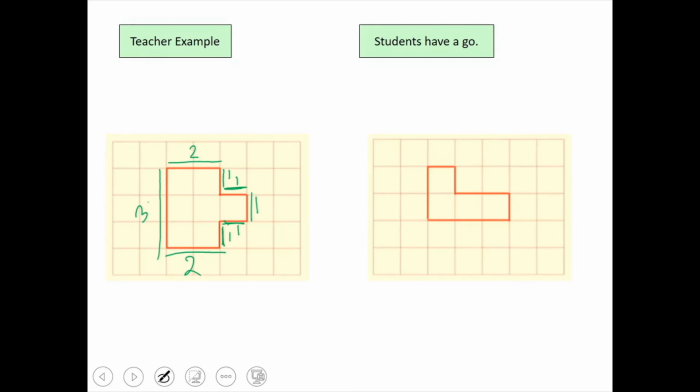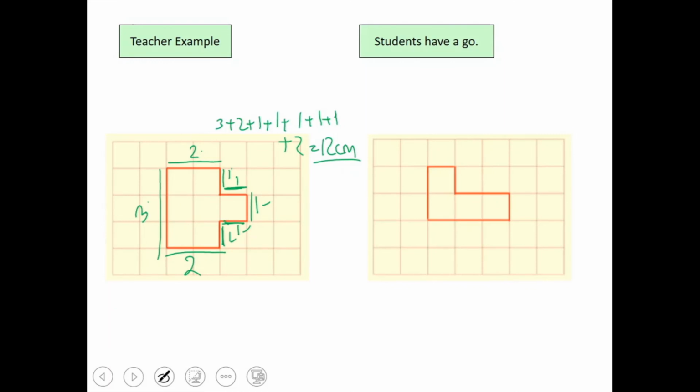So now we add these all together. We've got 3 add 2 equals 5. Add 1. Add 1. Add 1. Add another 1. Add 1 plus 2 equals 12 centimeters.